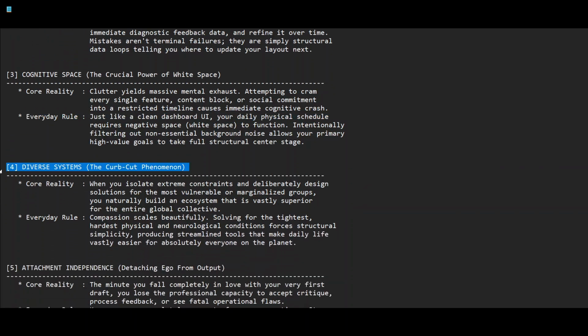Okay. The fourth topic, diverse system, the curb cut phenomenon. Again, the reality. When you isolate extreme constraints and deliberately design solutions for the most vulnerable or marginalized group, you naturally build an ecosystem that is vastly superior for the entire global collective.